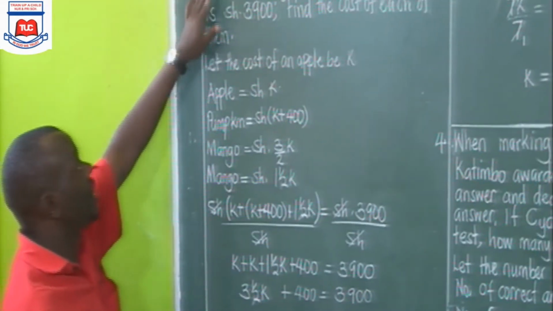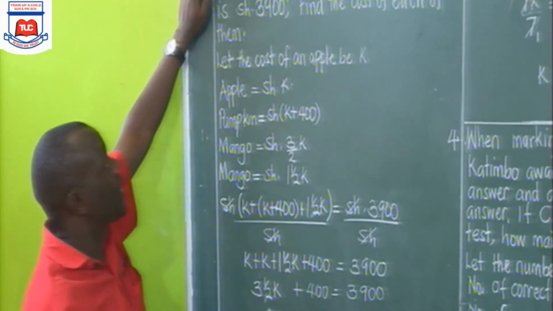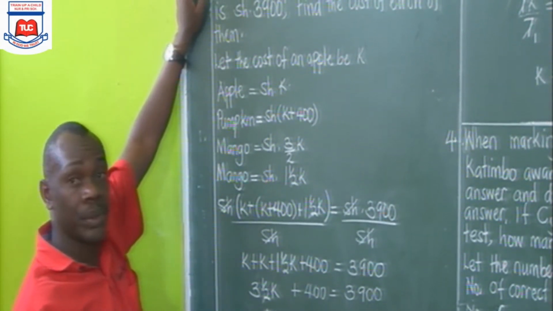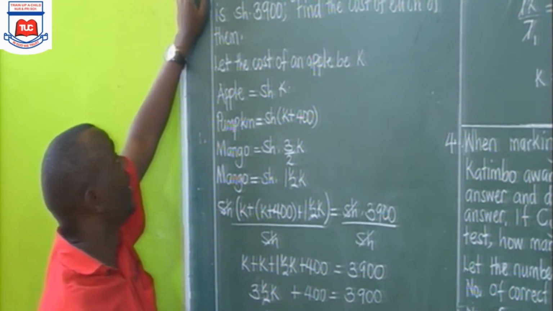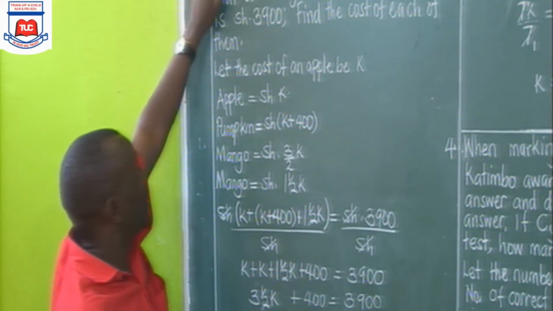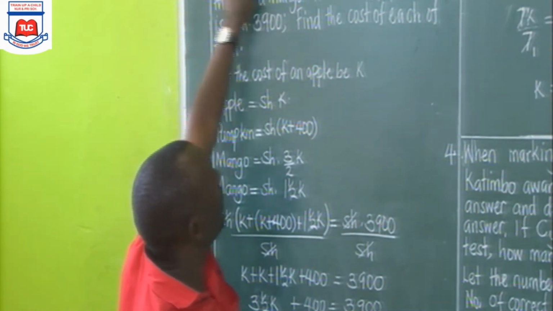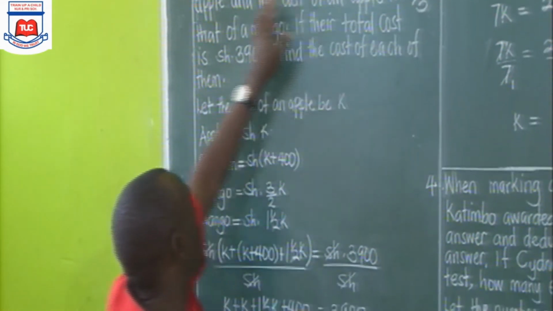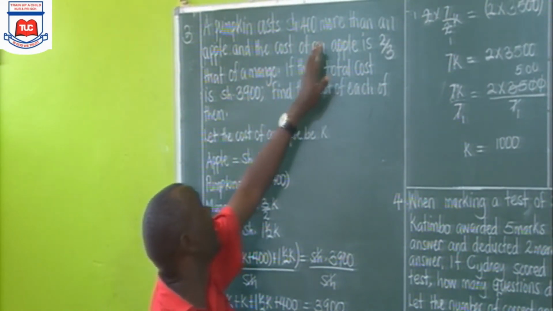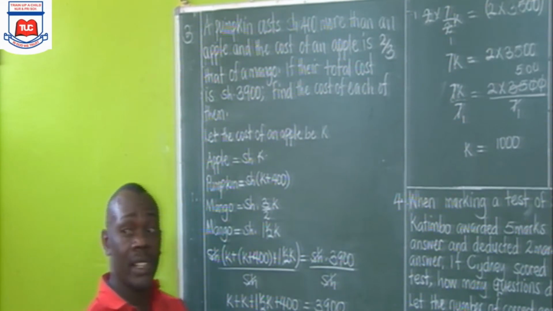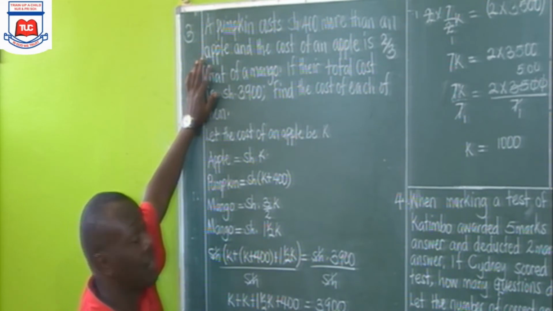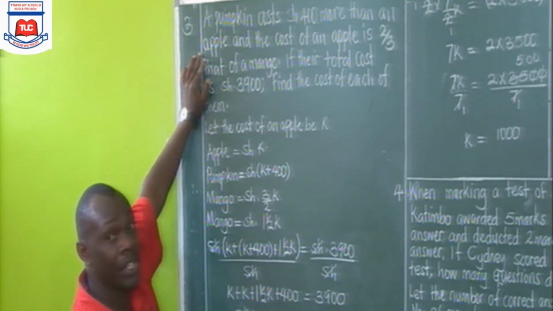Now, look at the first statement and see the first comparison to determine which of the two items is cheaper. That is between a pumpkin and an apple. The first statement reads, a pumpkin costs 400 shillings more than an apple. It means an apple costs 400 shillings less than a pumpkin. So the one that's less costly is actually an apple.